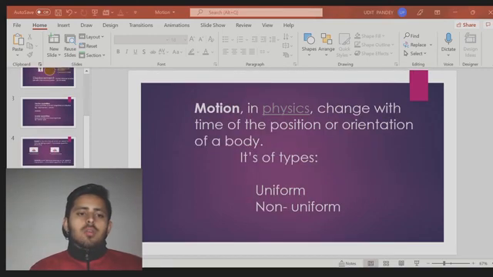Now we have studied all the basic terminologies which will make it easier to understand the complete chapter. We have studied speed, time, velocity, displacement, distance, acceleration. Now let us come to the technical definition of the term motion. What does motion mean? Motion in physics means the change with time of the position or orientation of the body. It is a bit complicated for you to understand, but I am making sure that by the end of the complete chapter, you will be able to get all these things completely. Motion is basically of two types, uniform and non-uniform.